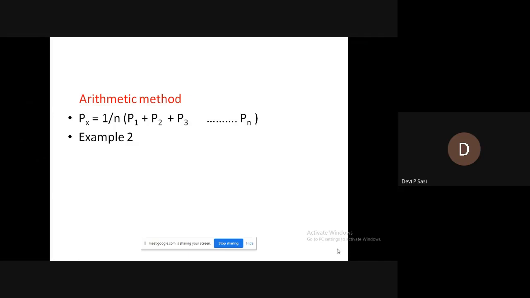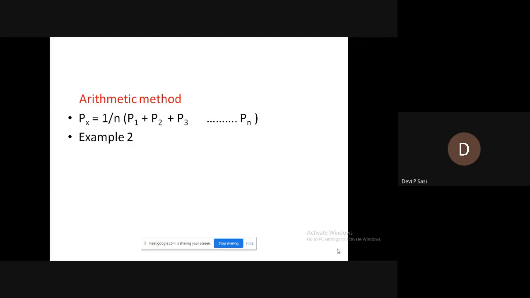Let us assume there are a number of stations 1, 2, 3 up to n, and n is the number of index stations. Index stations means nearby stations. So the missing rainfall Px can be found using the equation 1 by n into P1 plus P2 plus P3 up to Pn, where P1, P2, P3 up to Pn are the precipitations obtained in stations 1, 2, 3 up to n respectively, and n is the total number of index stations, that is, nearby stations.